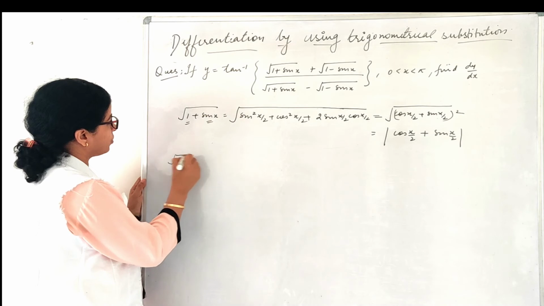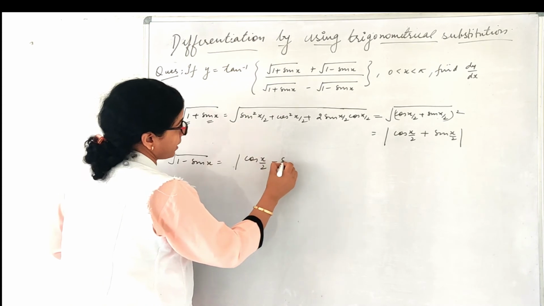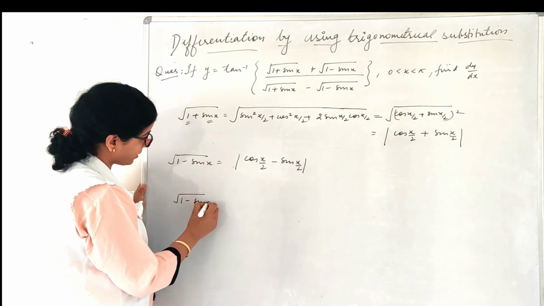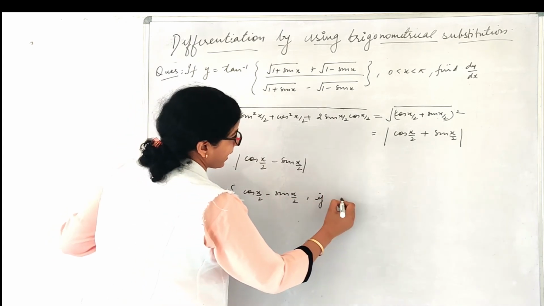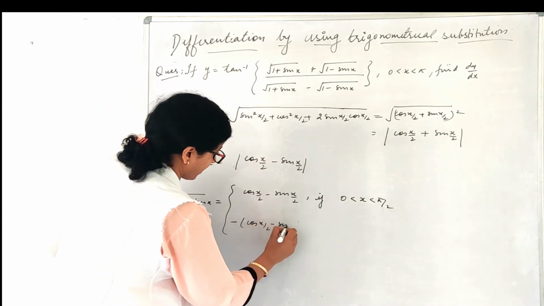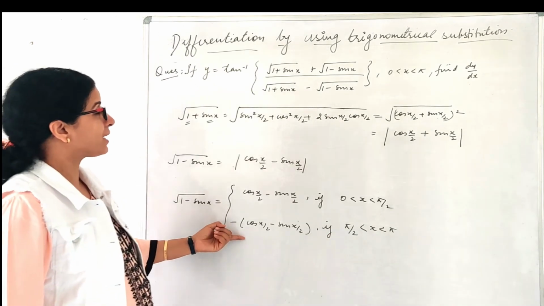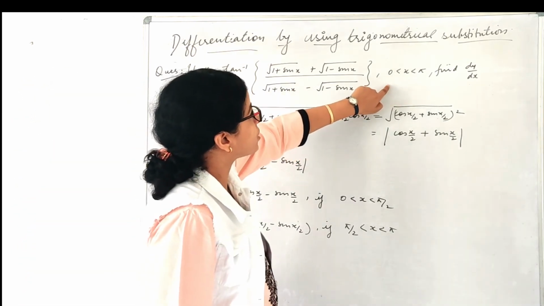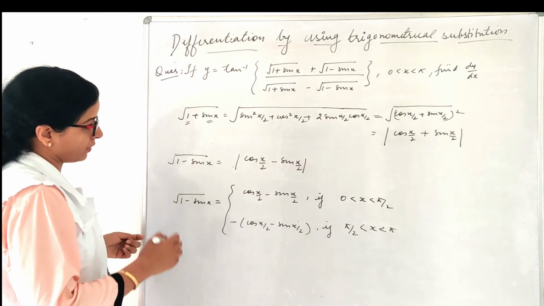Now let us take root 1 minus sin x. Similarly, we can write this part. It will become mod of cos x by 2 minus sin x by 2. Now let us take one more thing. So under root 1 minus sin x becomes equal to cos x by 2 minus sin x by 2 if my x belongs to 0 to pi by 2, and it is equal to minus (cos x by 2 minus sin x by 2) if my x belongs to the region pi by 2 to pi. So in that case we will have two cases. We have to split this region into two parts. One will be 0 to pi by 2, another will be pi by 2 to pi. Now let us find the differentiation of this. So we will follow the cases now.